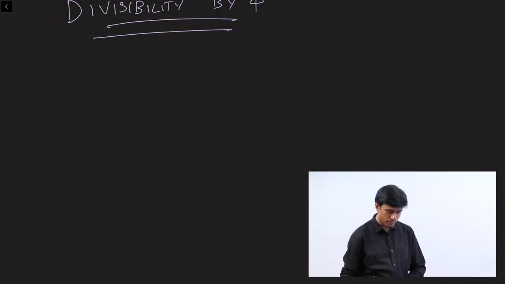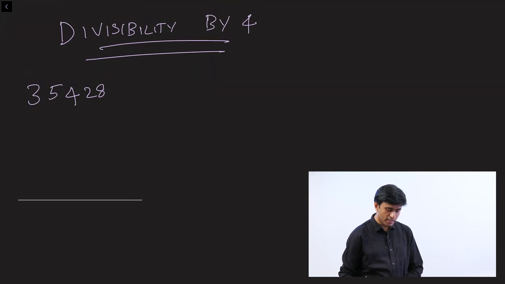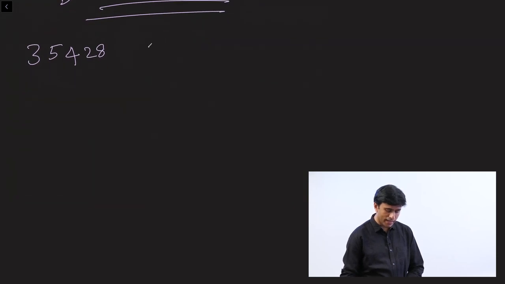Divisibility by 4. Let's take an example. 3, 5, 4, 2, 8. Is this number divisible by 4? To see if a number is divisible by 4, you have to check the last 2 digits. That is the ones place and the tens place.